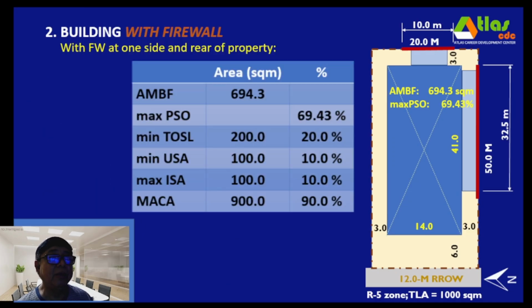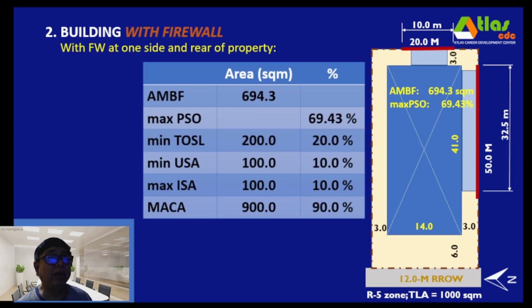So that if we now complete the tabulation for the development controls at grade level, ito yung AMBF and maximum PSO natin were all derived from the minimum setbacks. Minimum TOSL is from table for the minimum TOSL. Minimum USA and maximum ISA and MACA are all from table 8.1. So, hindi nagbago ito kanina. Kung ano yung value kanina na ang firewall natin ay both sides of the property, ganun pa rin yung value dito for the minimum TOSL, minimum USA, maximum ISA, and MACA.